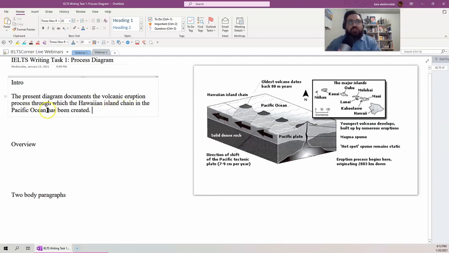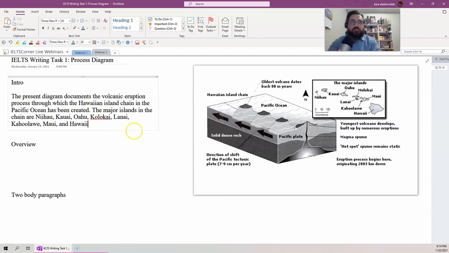Okay, and we say has been created because the island chain is still there, because we can still see the island chain. It still exists and people live there. It's something that continues into the present, although it happened in the past. Okay, now what I want to do is I want to incorporate this map, this little map here, into the introduction. Okay, I will probably mention it later in my essay, but for now I just want to mention the islands briefly as a parallelism, right?